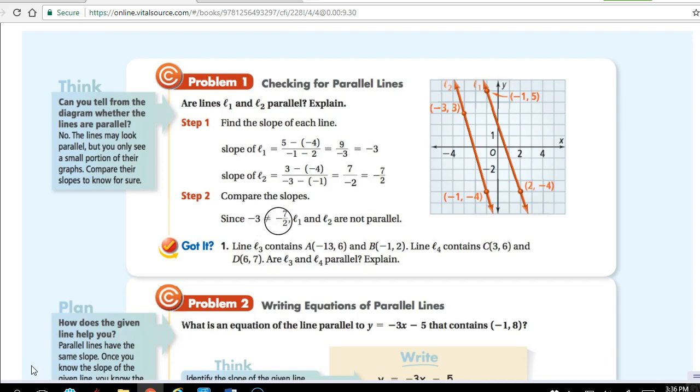And when we compare those, we can see that they are not equal to each other. If these two lines were going to be parallel, their slopes would have to be equal to each other, and we just found out that they are not. So that means line 1 and line 2 are not parallel, even though they look like they might be. When we mathematically do it, we find out that they are not parallel. Now, let's turn that into this problem.